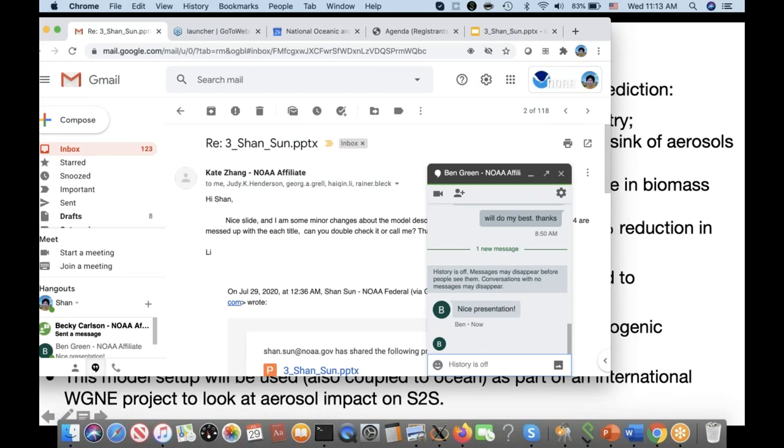How was the model initialized? The meteorology field is from GFS. The chemical aerosol species are prescribed.